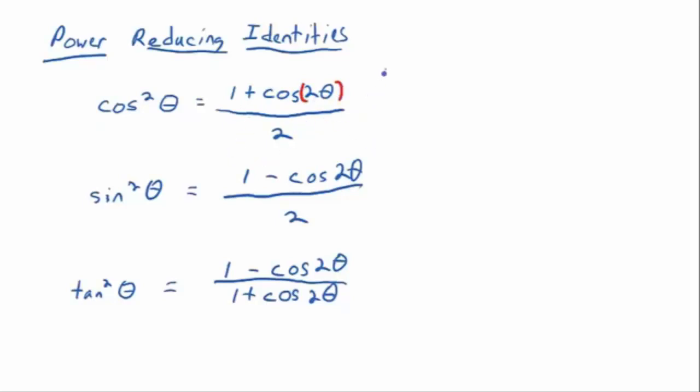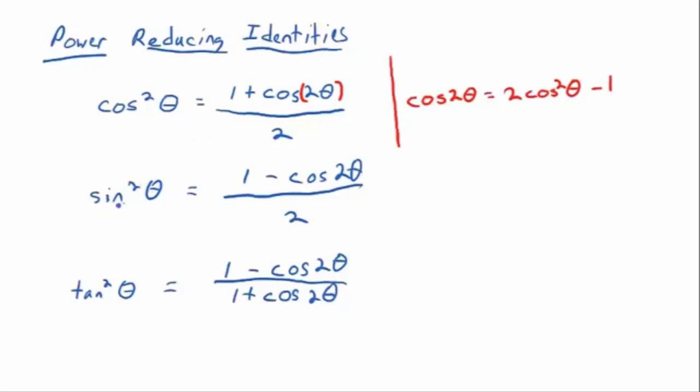So where does this formula come from? Well, as you might have guessed, it comes from the double angle formula. So cosine 2 theta, it's the one involving the cosine squared. So 2 cosine squared theta minus 1. If you simply solve this for cosine squared theta, in other words, add 1 to both sides and divide by 2, you get exactly this first identity here.